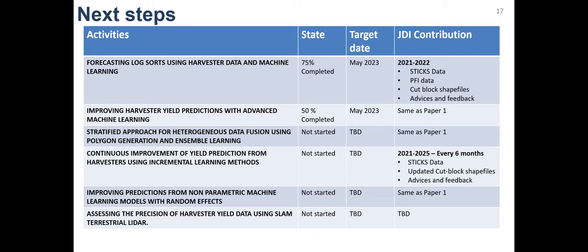And in the near future, what we want to tap on is the continuous addition of new data from machines and continuously improve the learner performance using incremental learning methods. And also other more theoretical questions about random effects, and also assessing the precision of harvester yield data using a terrestrial LiDAR. That's a collaboration with my colleagues from Fibre Centre. Next slide, please.